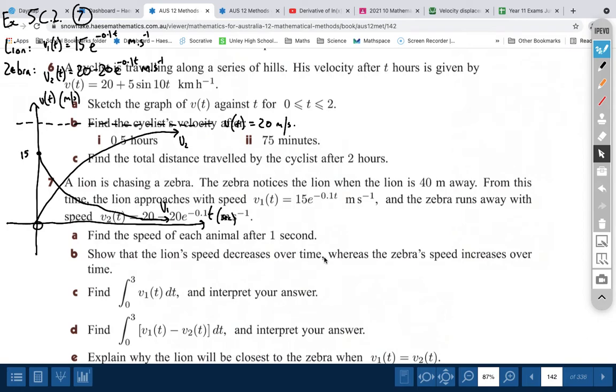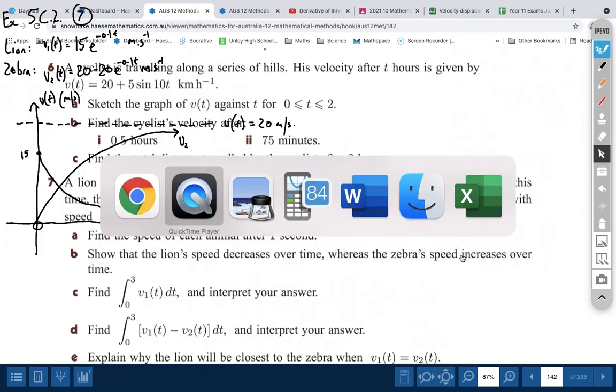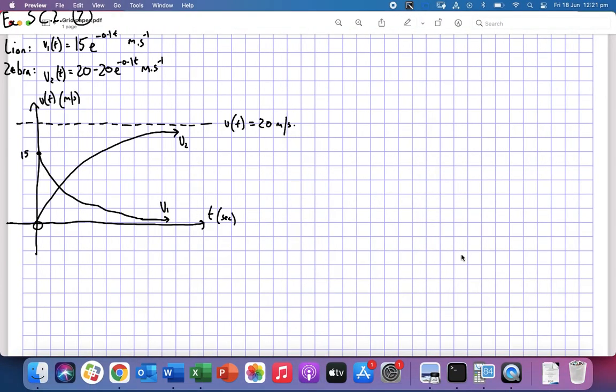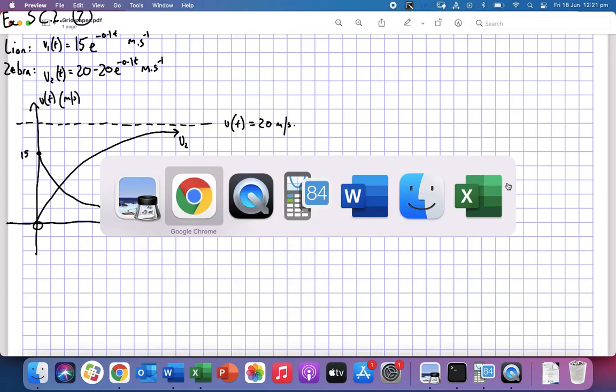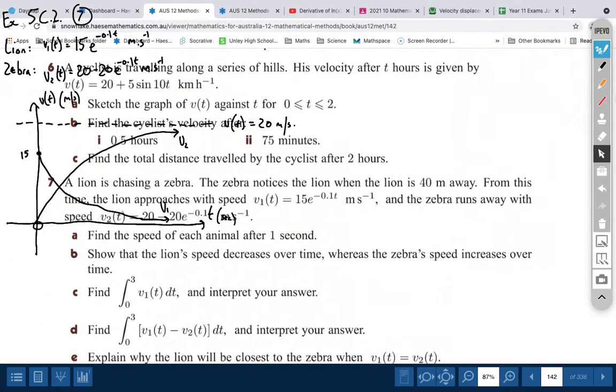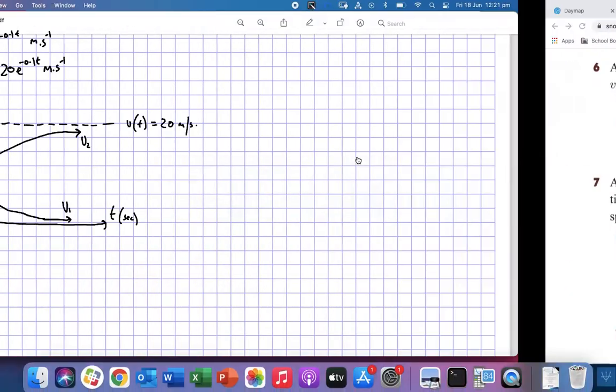Show that the lion's speed decreases over time, whereas the zebra's speed increases over time. So I discussed that in the last video. The zebra's speed increases over time. Again, I think drawing the graph really shows what's happening, and that would be enough rather than going to a second derivative or anything like that. So you would be writing a statement. I don't have a pen. Right, so I did line in the last video.